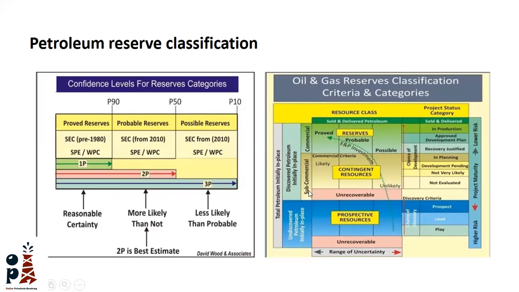We classify this initially in place into sub-commercial and commercial. Sub-commercial we call contingent resources, and commercial is called reserve. So we have initially oil in place, reserve and contingent resources, and prospective. The one that we are interested in is the reserve, and we classify reserve into proved, probable and possible depending on the level of confidence to extract such oil.